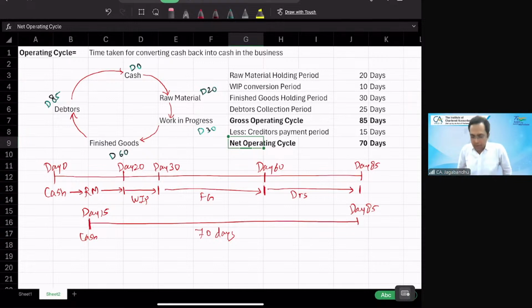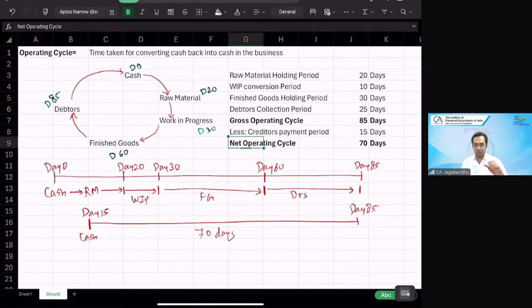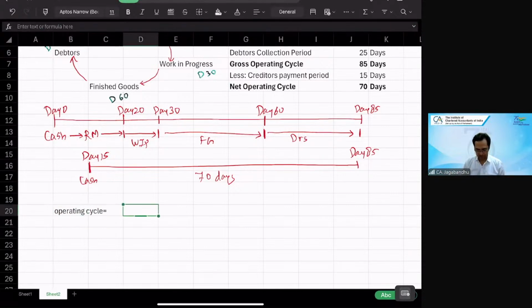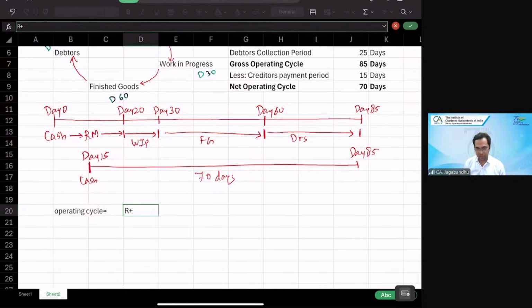Right? So gross operating cycle 85 days, net operating cycle is 70 days. So for us, net operating cycle is the net figure that we are talking about. Okay, so operating cycle is computed in this particular pattern. The final formula for operating cycle is raw material holding period plus WIP conversion period plus finished goods holding period plus debtors collection period minus creditors payment period.